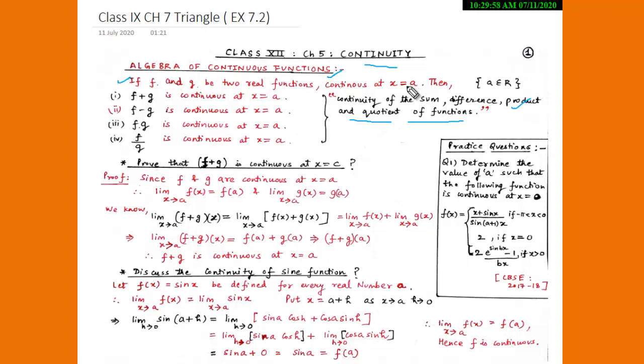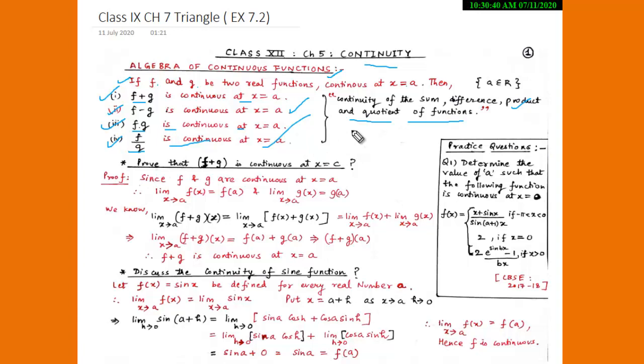Then, students, first, the sum of the two real functions, that is f plus g, is also continuous at x equals a. Second, the difference of the two real functions, that is f minus g, is continuous at x equals a. Third, the product of two real functions, that is f into g, is continuous at x equals a. And fourth, the fraction in which we divide f upon g, is continuous at x equals a. So students, from here we conclude that if two functions, f and g, are both continuous, then their algebra is also continuous.